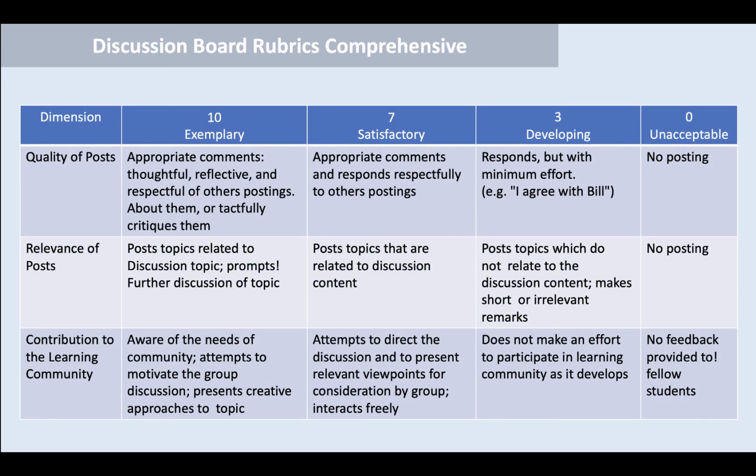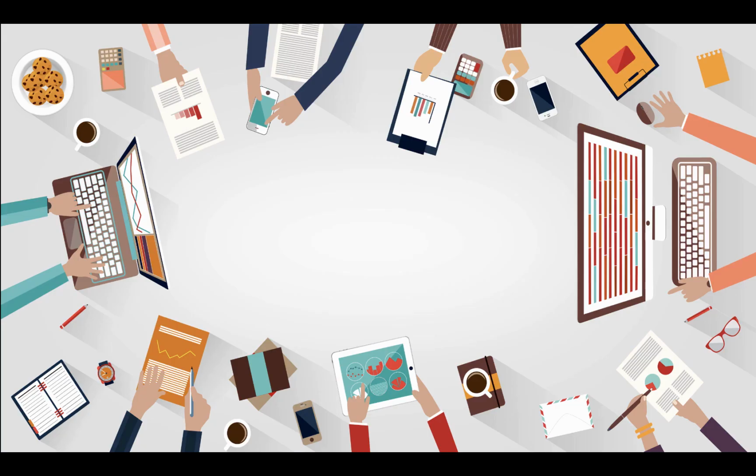Or you can use a very comprehensive rubric to guide the process. For example, you measure the quality of the post, the relevance of the post, the contribution to the learning community. And then you can range different levels of satisfaction for each of the benchmarks. This concludes the tutorial on how to create an effective discussion board, a 4-step guide.